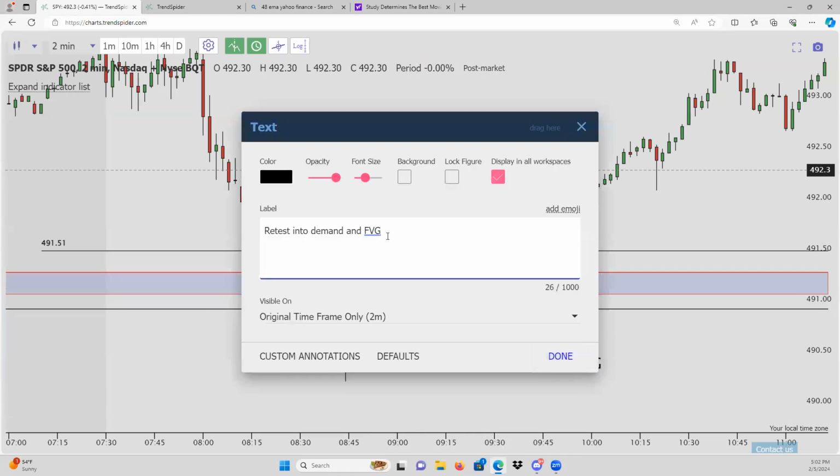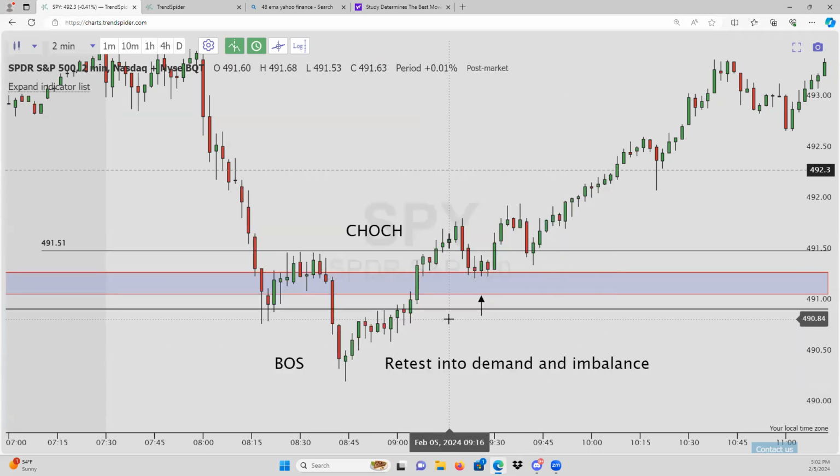So fair value gap, I'm just going to change it to imbalance, right? That's all it is. Keep it simple. Don't have to name it something else to sell anything. It's an imbalance. So we have an imbalance here. We want to see a retest into this imbalance, into this demand, retest and go, right?